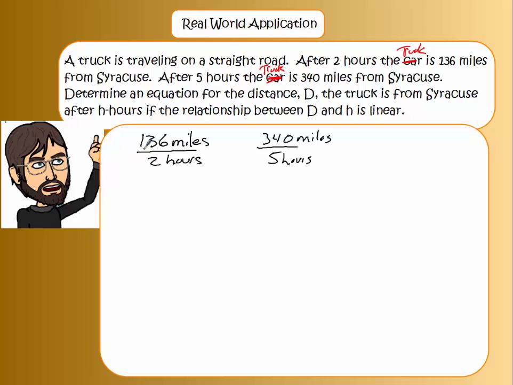If that was the case, then I would have points here. I could show the relationship. I could say 2, 136, and this one would be 5, 340. And these are 2 different points. So what would be the advantage of doing this? Well, if I had these 2 points, then could I come up with the slope of the line, or the rate at which this truck is traveling? And the answer is yeah.